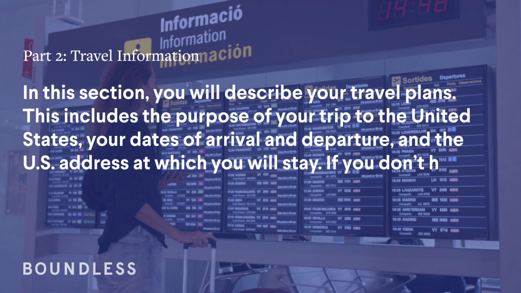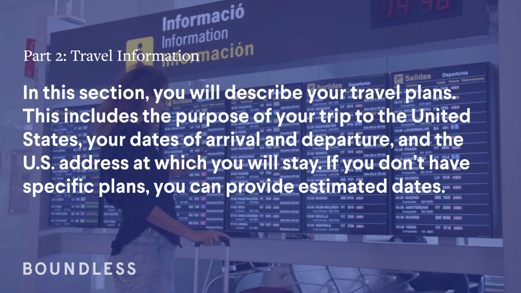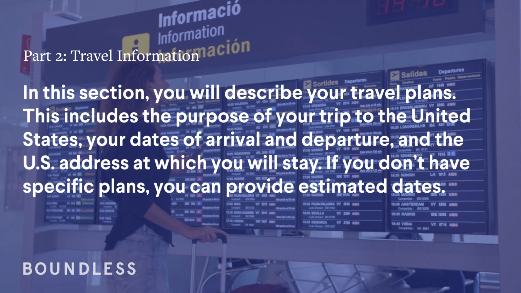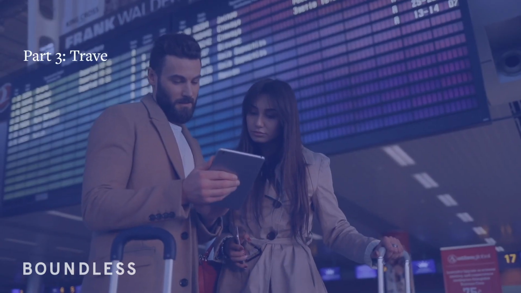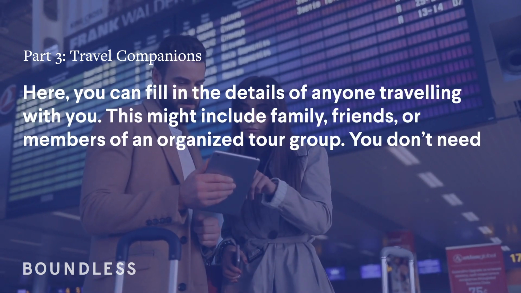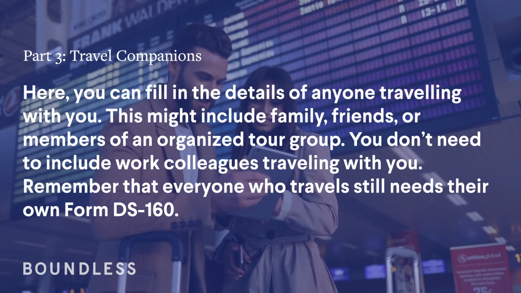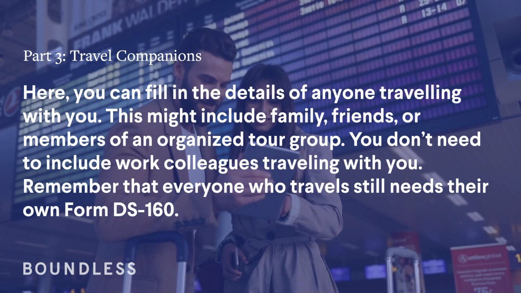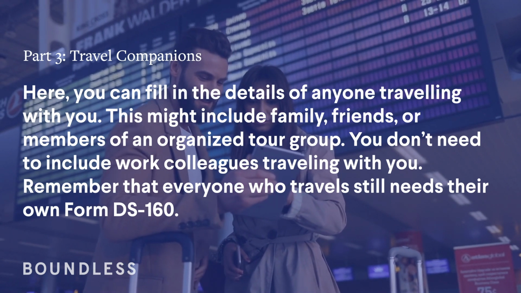This includes the purpose of your trip to the United States, your dates of arrival and departure, and the U.S. address at which you will stay. If you don't have specific plans, you can provide estimated dates. Part 3. Travel companions. Here, you can fill in the details of anyone traveling with you. This might include family, friends, or members of an organized tour group. You don't need to include work colleagues traveling with you. Remember that everyone who travels still needs their own Form DS-160.